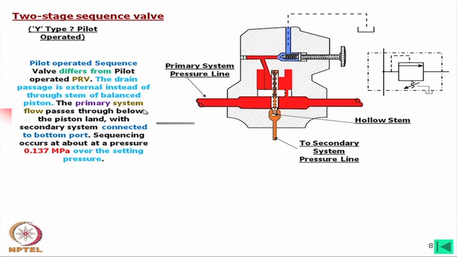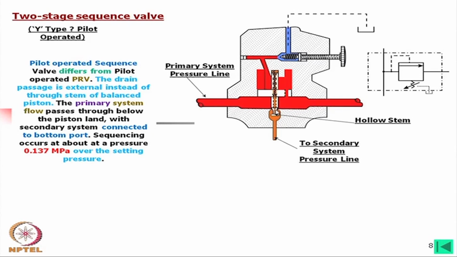The primary system flow passes through below the piston land. That means, this is the primary system, this is going to the system. Okay. I have already explained this, these are available in the valve system that we can directly connect to the system.